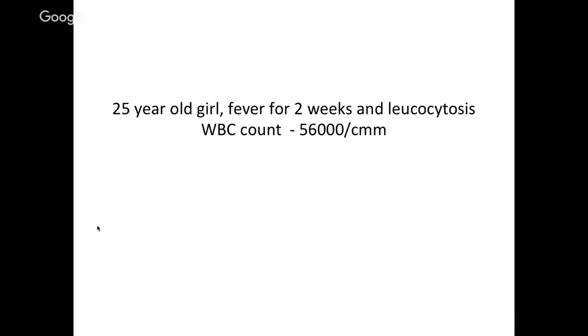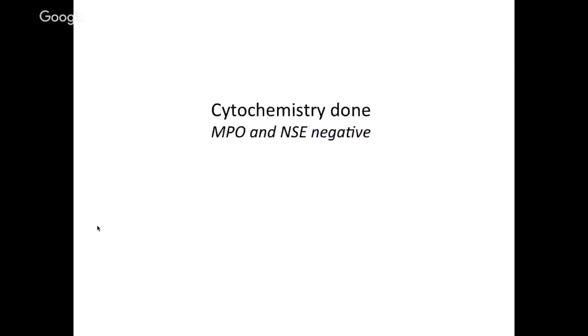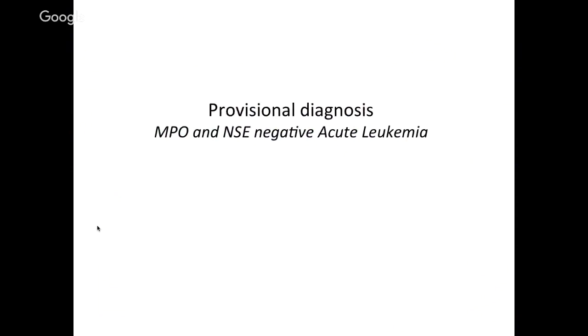A young girl came to us with fever for 2 weeks. White cell count was 56,000. Peripheral smear showed blasts. Cytochemistry was done, negative for both myeloperoxidase and non-specific esterase. So it was given as an MPO-negative acute leukemia.